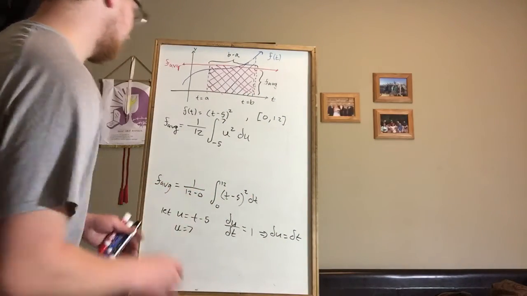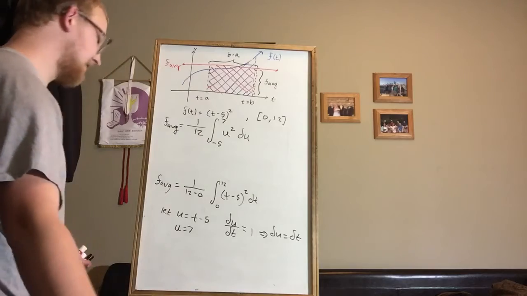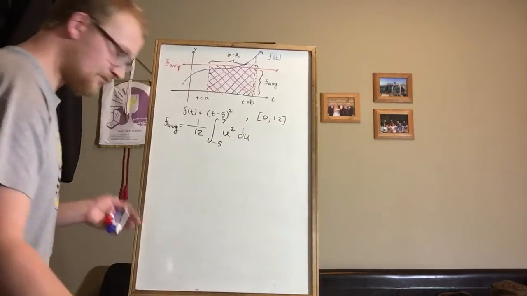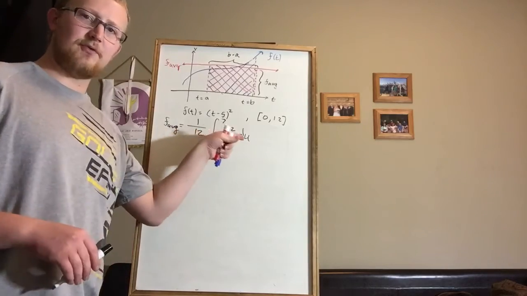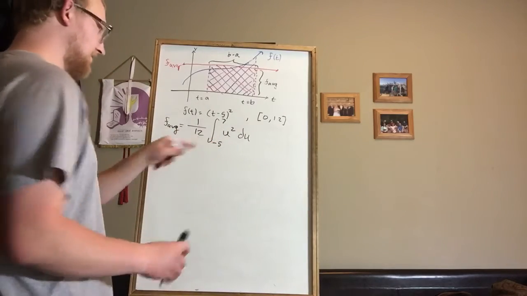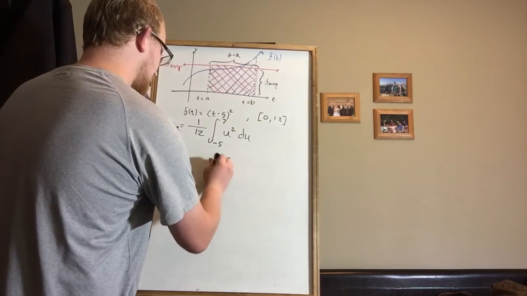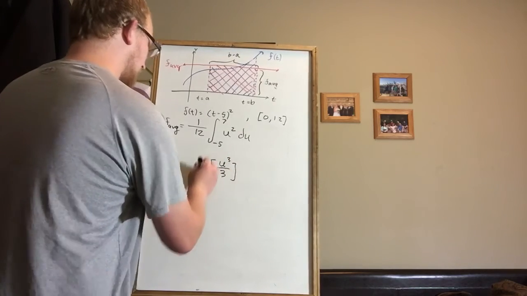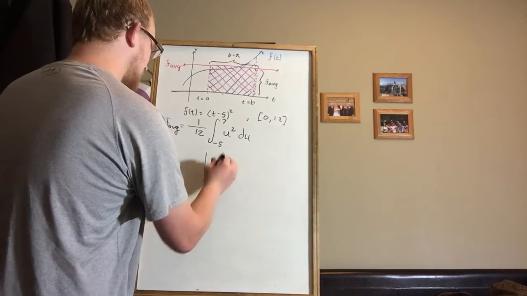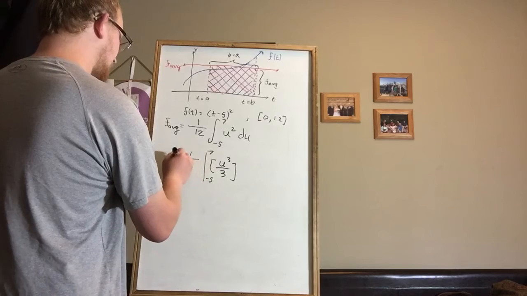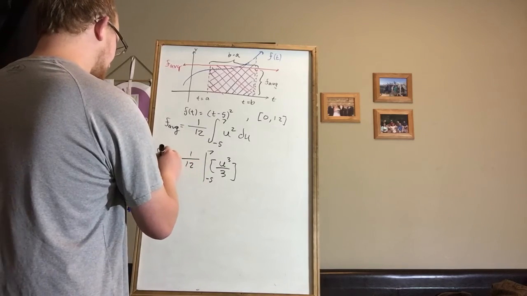So now what we're going to do is integrate this new expression up here, which is now in terms of u. So the integral of u squared with respect to u, we use the reverse power rule, and it's u to the third divided by 3. And then we're going to evaluate it from negative 5 to 7, and then multiply it by 1 over 12 in order to get f average.